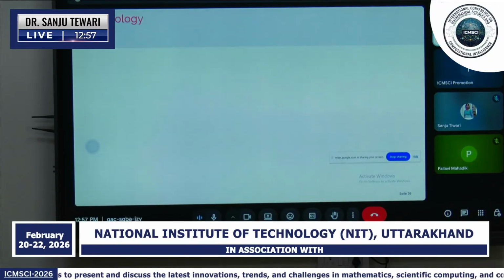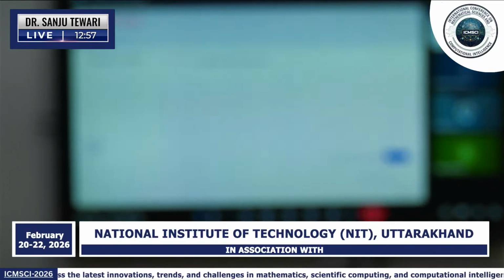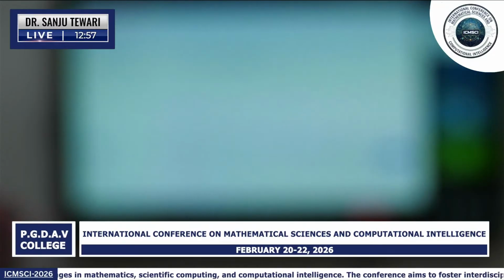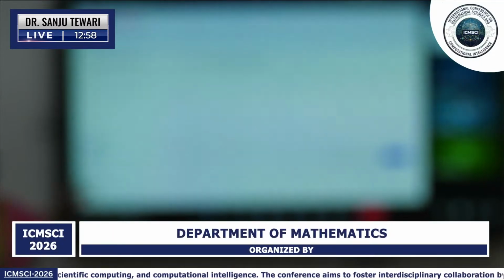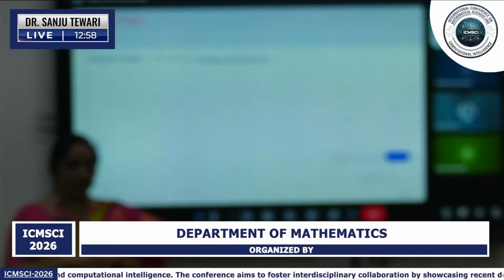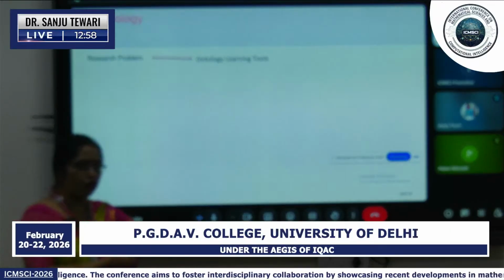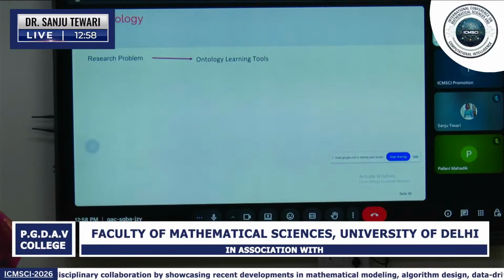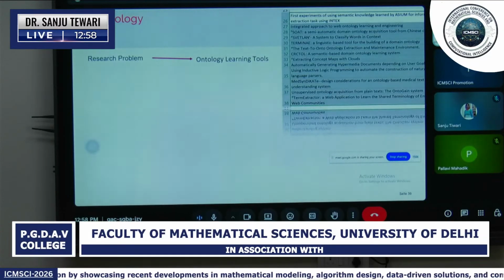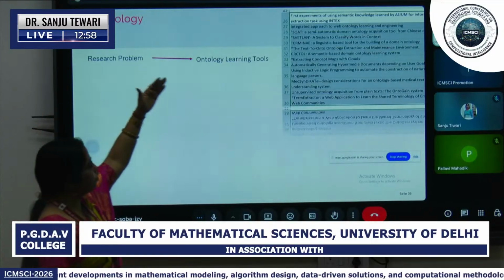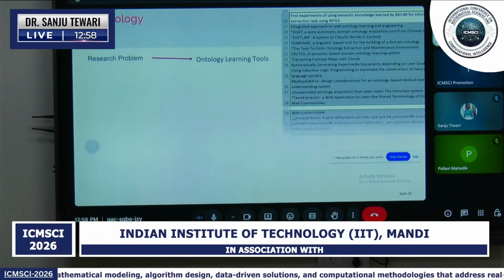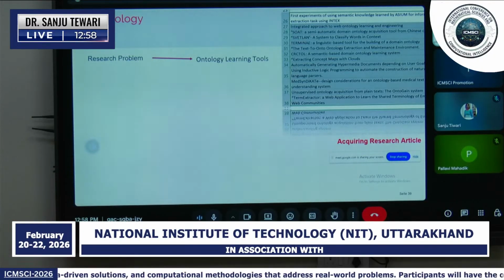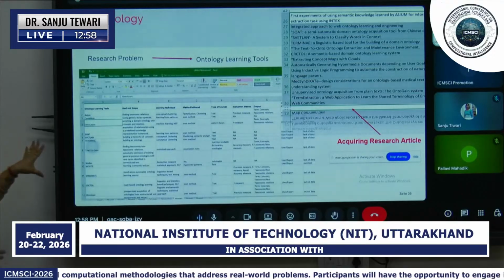And here you can see one example I am showing. The research problem was ontology learning tools, where I had to make a comparison in which all ontology learning tools should be available. So if anyone is working in the ontology learning area, they can get all the tools from one place. Then I collected all the tools. This is a list of all the tools. After acquiring the data and research articles, I read these papers and created this type of Excel sheet.